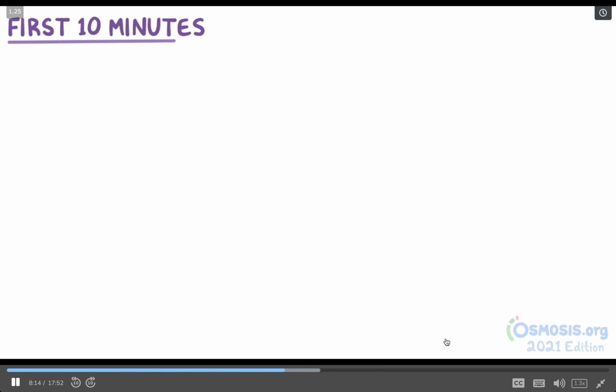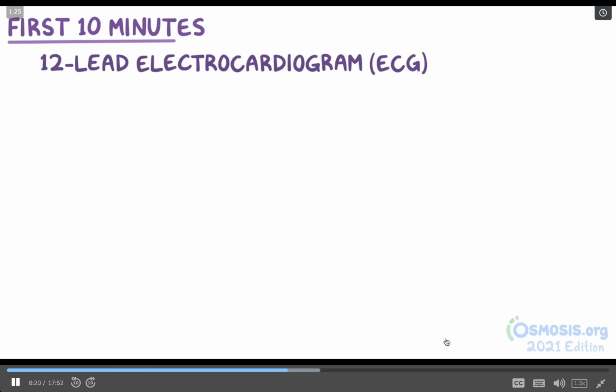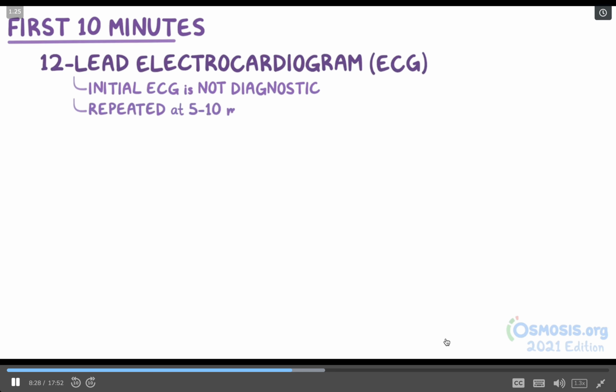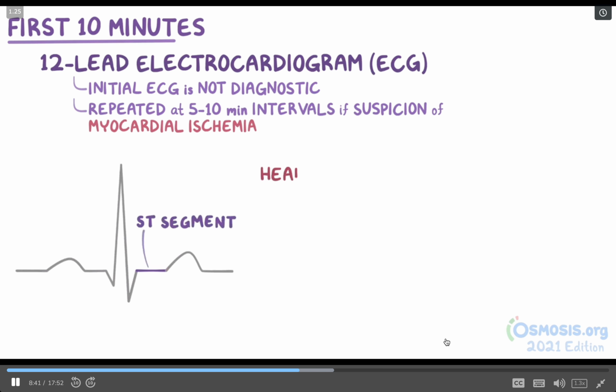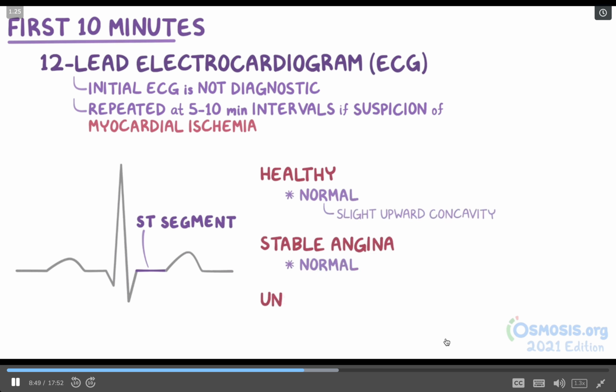Basically, every patient suspected of having myocardial ischemia should get a standard 12-lead electrocardiogram, or ECG, within 10 minutes of arrival to an ED. And the initial ECG is often not diagnostic, so it should be repeated at 5 to 10-minute intervals if there is high suspicion for myocardial ischemia. In addition to making sure that there's a normal sinus rhythm, if we suspect myocardial ischemia, the most important thing is to check the ST segment. In healthy individuals, the normal ST segment has a slight upward concavity. In stable angina, the ST segment is normal, and in unstable angina, the ST segment is generally normal or depressed.